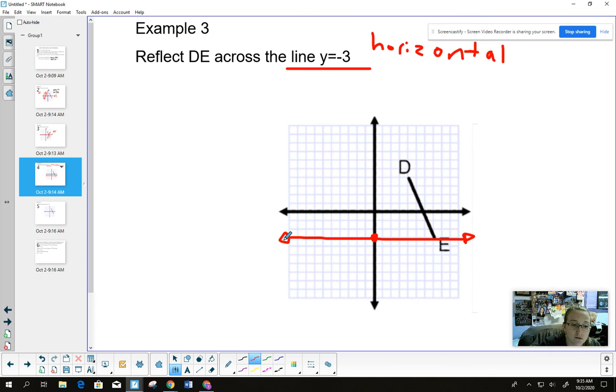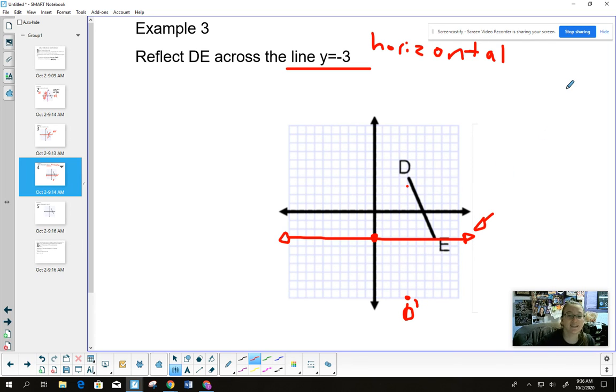Because we want to count towards this line. Do not get confused. This is no longer our mirror. This line is our mirror. So we count down to our mirror and then away. Tell me, how far away is D from our mirror? Let's count it. We got 1, 2, 3, 4, 5, 6, 7. I count away. 1, 2, 3, 4, 5, 6, 7. There is D prime.